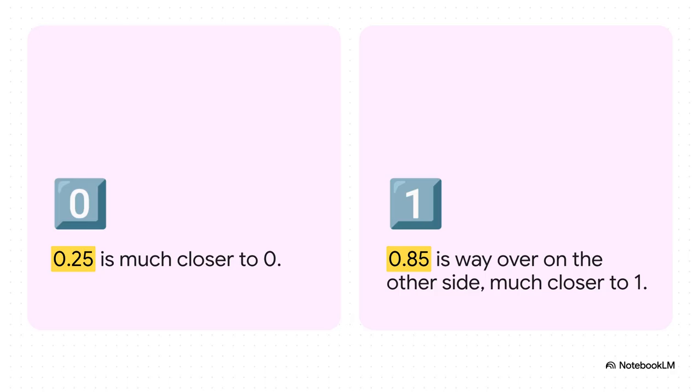Let's just pause here for a second and look at this. By placing these two numbers, 0.25 and 0.85, you can actually see their value. You can tell instantly that 0.25 is way closer to 0, while 0.85 is all the way over on the other side, getting pretty darn close to 1.